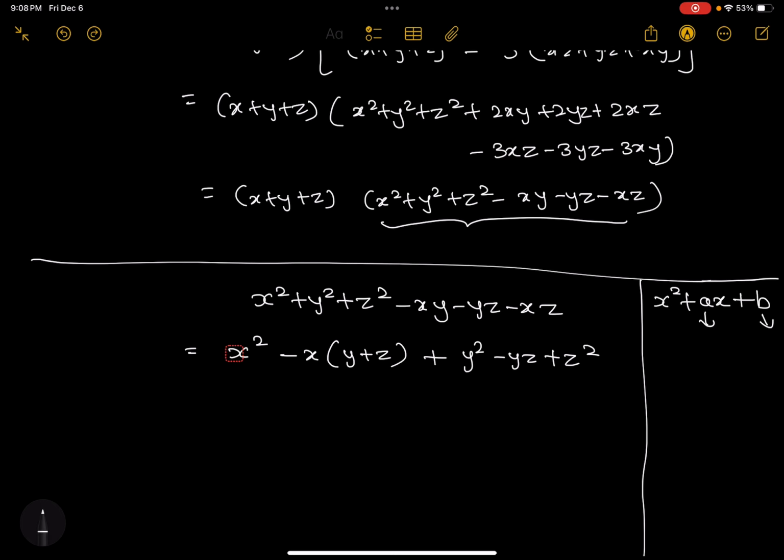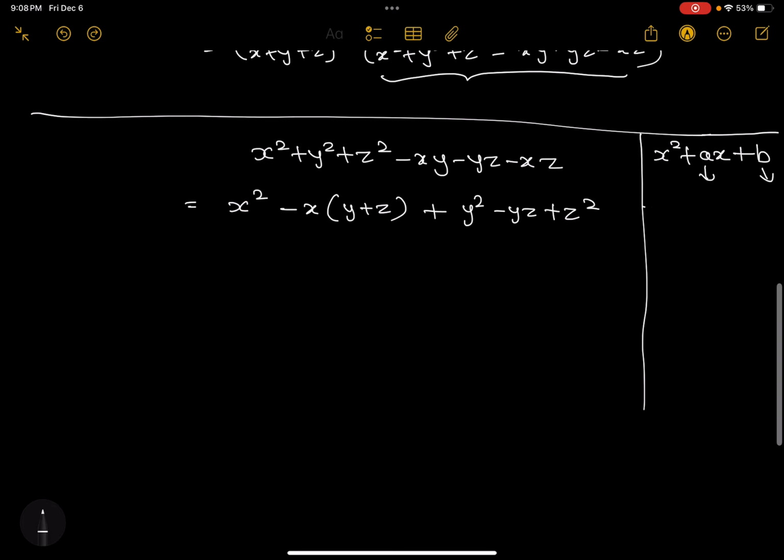Even though this is not factorizable in the real numbers, we do have other numbers. We do have complex numbers. So for this one, I told you that we will use the cube roots of unity. Basically, there are three numbers whose cube is 1. Of course, one of them is 1 itself.